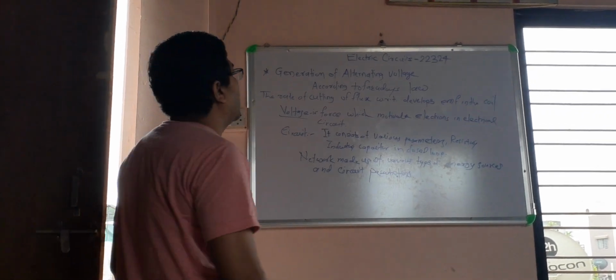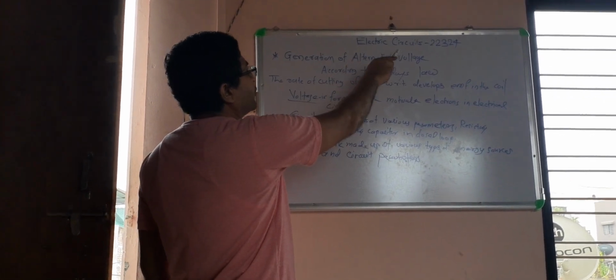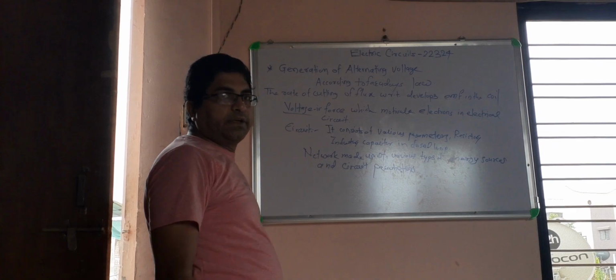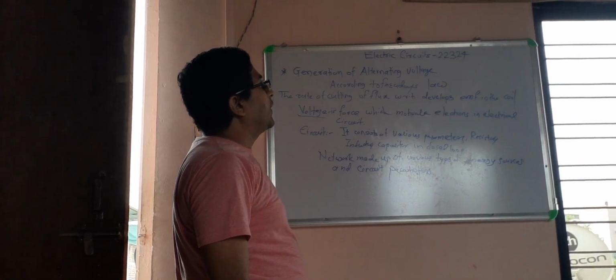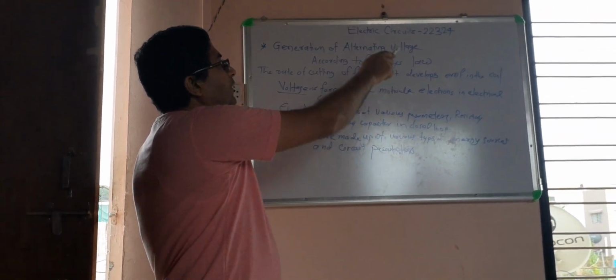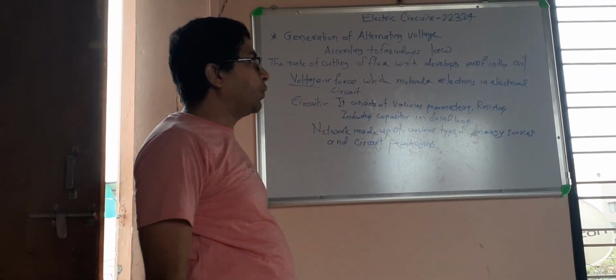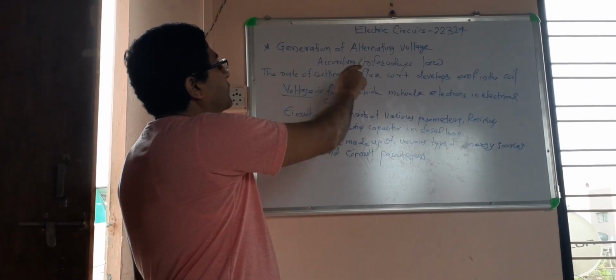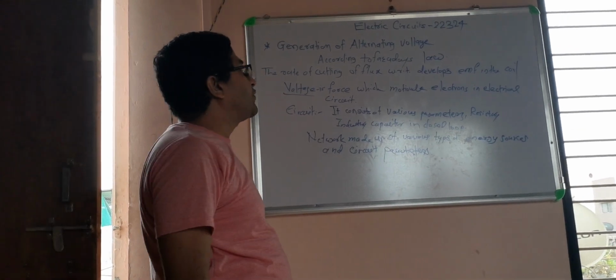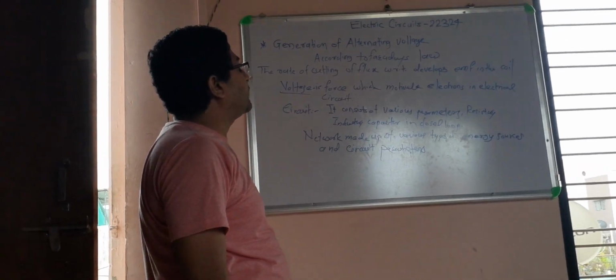Hello friends. Today we are going to study our subject, Electric Circuits. According to MSBTE, 22324 is the subject abbreviation code. Today we are going to see generation of alternating voltage.